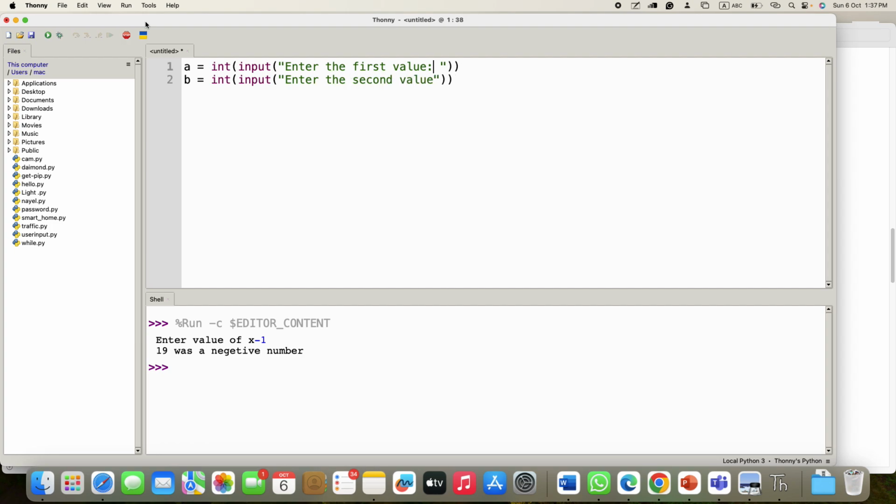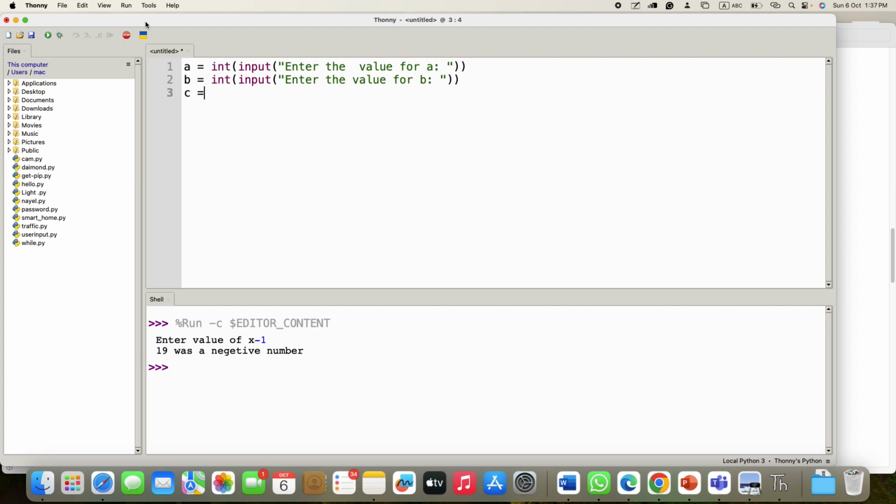Okay, I think best is to say enter the value for a, isn't it? So that you know what you're entering for, right? Enter value for a, right? Like this. Enter value for b, right? Are we good now?